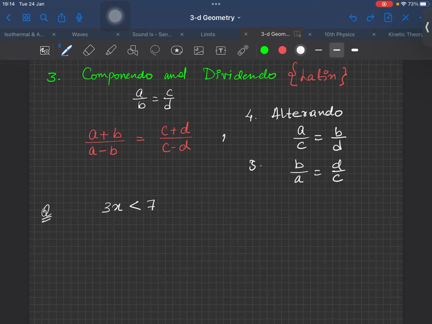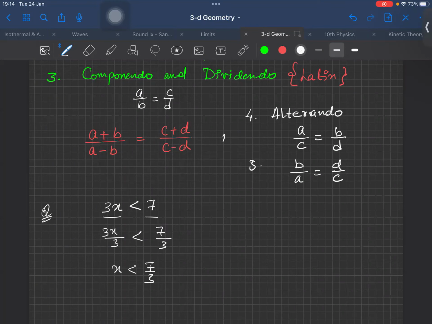See, for these type of problems, for simplification, whatever operation you perform, you perform it on both sides of the equality or the greater than symbol, in the left hand side and the right hand side. Here we just want x, so let's divide this equation by 3. Both sides are divided, so x is lesser than 7 by 3.